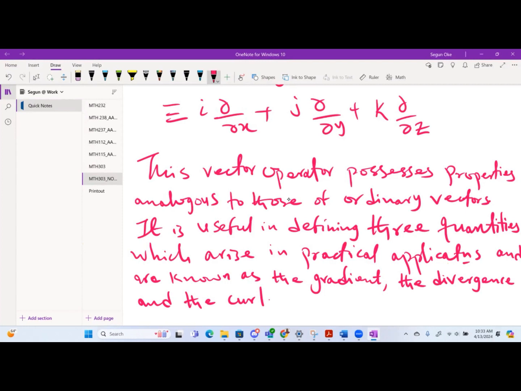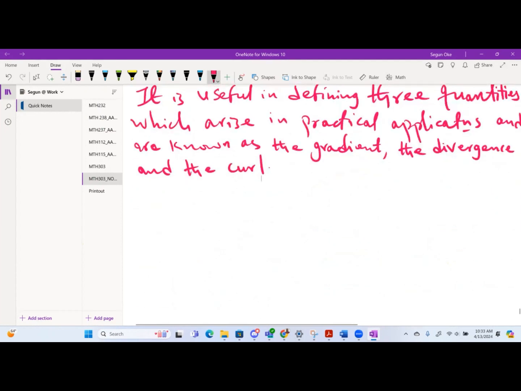What is gradient talking about? From the gradient, we know the definition of gradient. Then we look at the divergence and we look at the curl. Then we will start solving the problem with them one after the other. So I hope that is clear. Are we together, please? I need a response. Yes, sir, we are together, sir. Okay, let's look at it. The gradient.